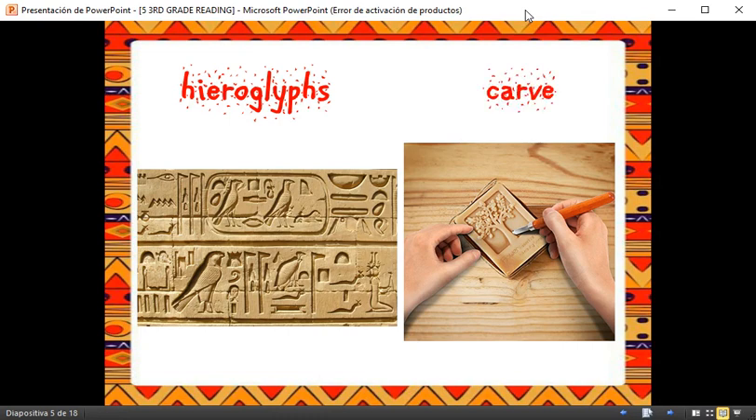Carve. Repeat, carve. And this is to make an object or a shape by cutting, cutting will be the correct word. Cutting, it can be wood like in the picture or stone. Carve.